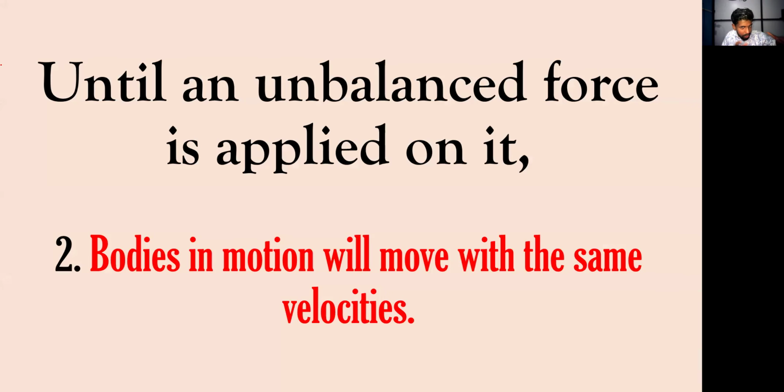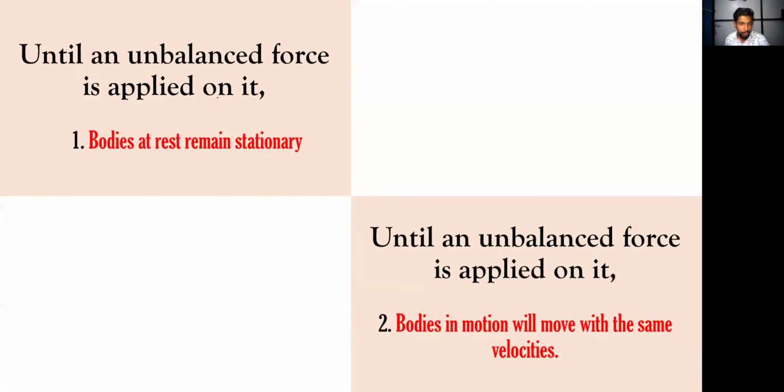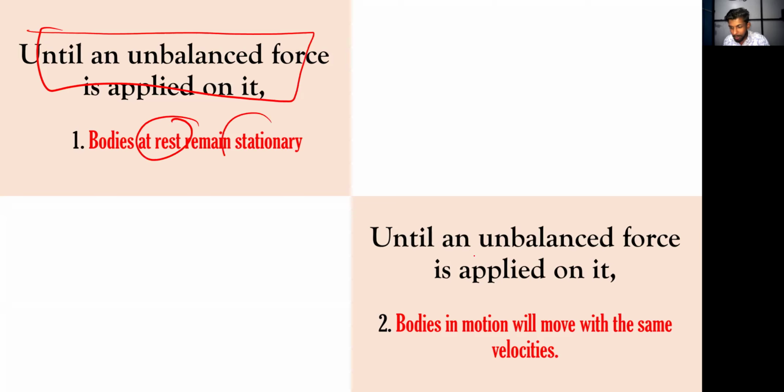The first law has been divided into two parts, right? The second part is that until an unbalanced force is applied, bodies in motion, the bodies which are moving, will move with the same velocity. But if you apply the force, the case will be different. Now we'll combine them together. Until an unbalanced force is applied, bodies at rest will stay at rest, and the objects which are moving will move with the same velocity. This is Newton's first law.